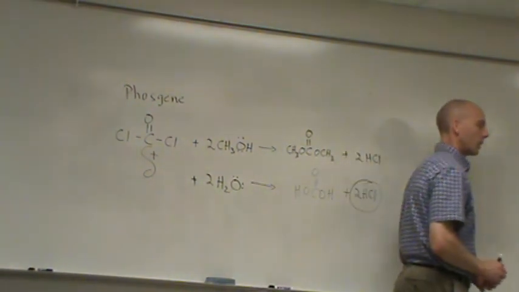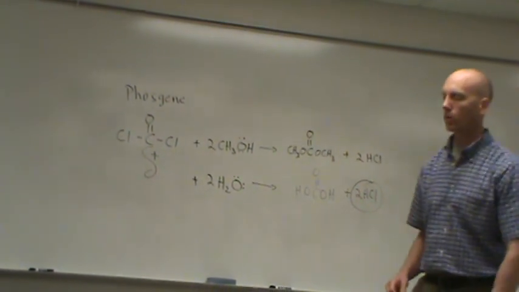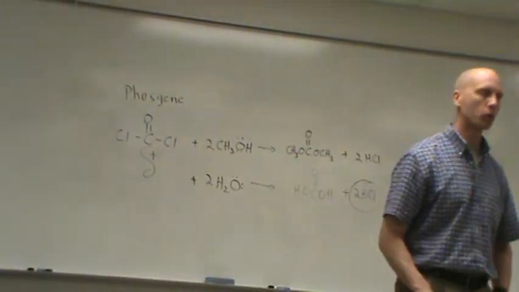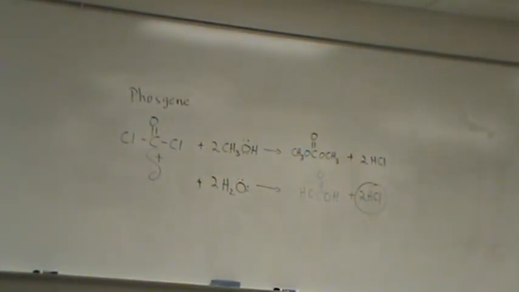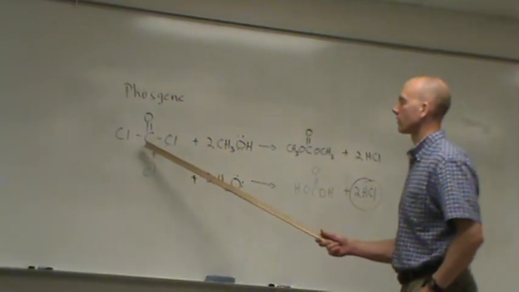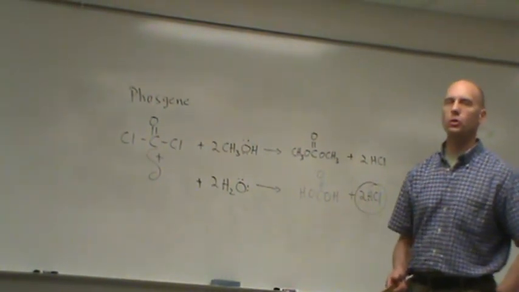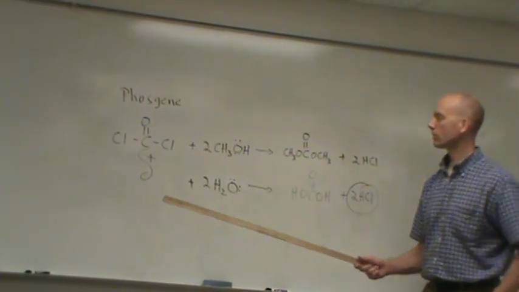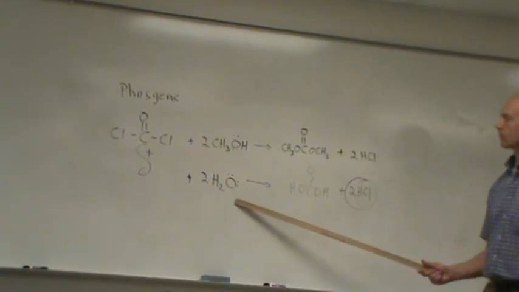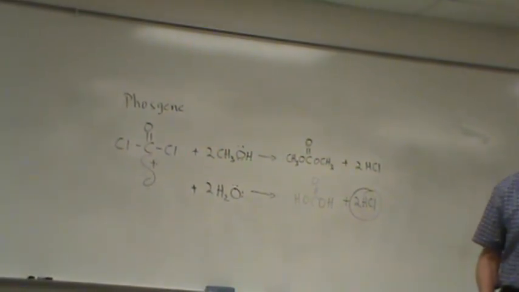Okay. So phosgene was heavily used in World War I. World War II, the Nazis developed it. Why do you think they used phosgene? They used it as a gas. Why would you use it as a war gas? What happens if you breathe it?